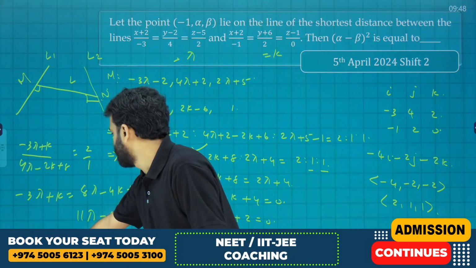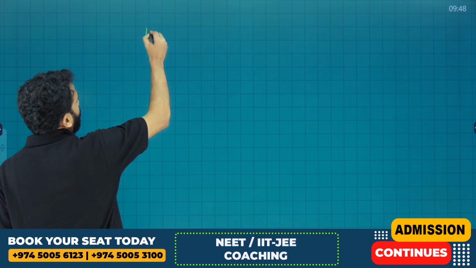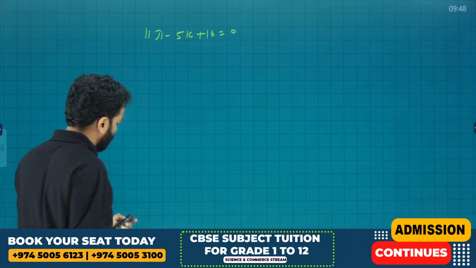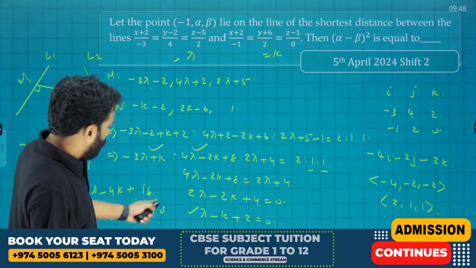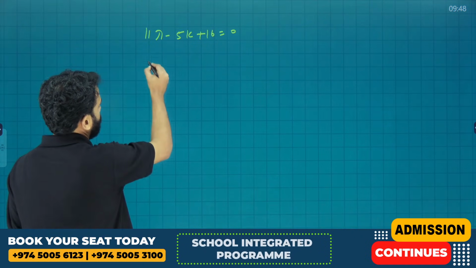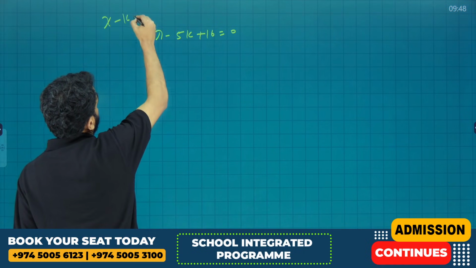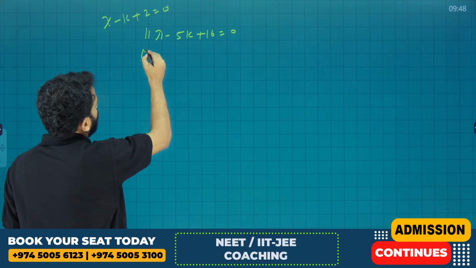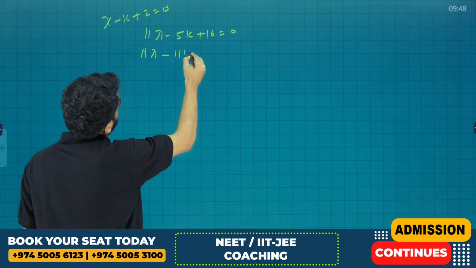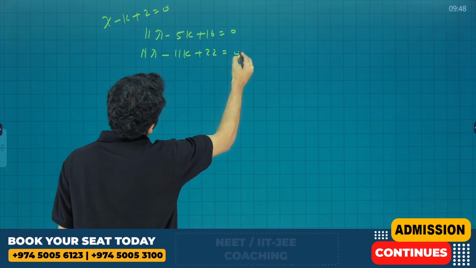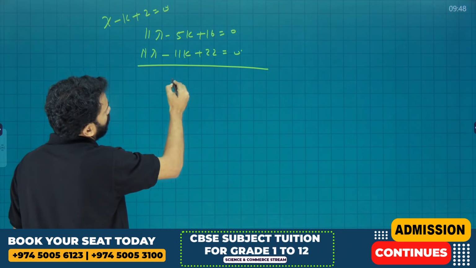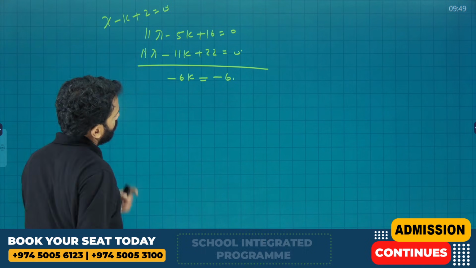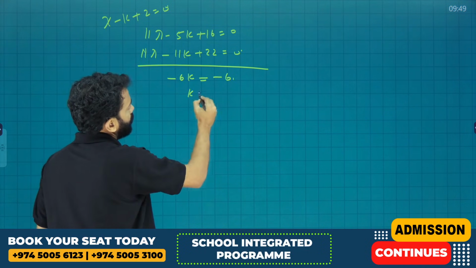That is 11 lambda minus 5k plus 16 is equal to 0, and lambda minus k plus 2 is equal to 0. Multiply this with 11. You will get 11 lambda minus 11k plus 22 is equal to 0. Subtract, you will get minus 6k is equal to minus 6. That is k is equal to 1.